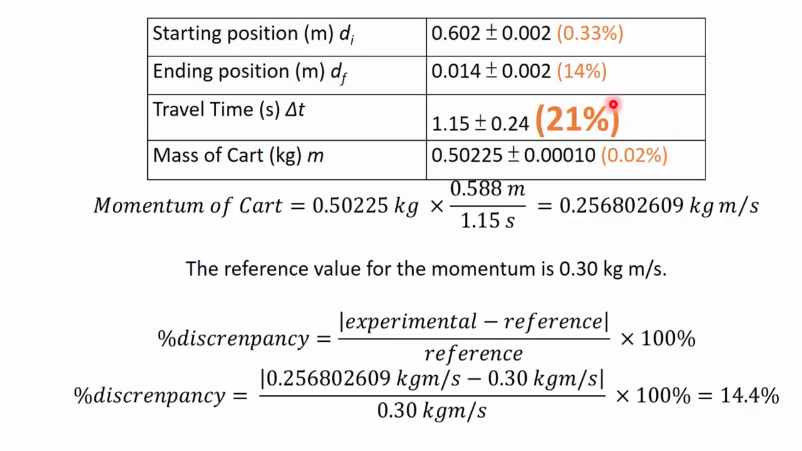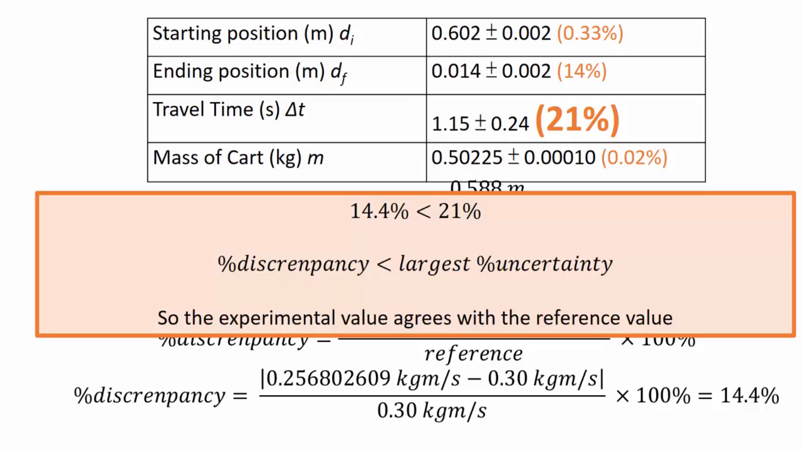So then this becomes our cutoff, whether or not we're acceptable or not. So in this case, 14.4% is less than 21%, meaning our percentage discrepancy is less than our largest percentage uncertainty. As we saw from before, that means we have a fairly large fuzzy scattershot, part of which overlaps with the target, so we can say that the experimental value agrees with the reference value. So hopefully this clears things up about what we mean by using your percentage uncertainty to see if your percentage discrepancy is acceptable or not.